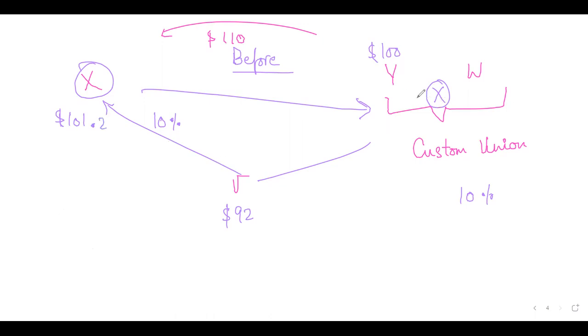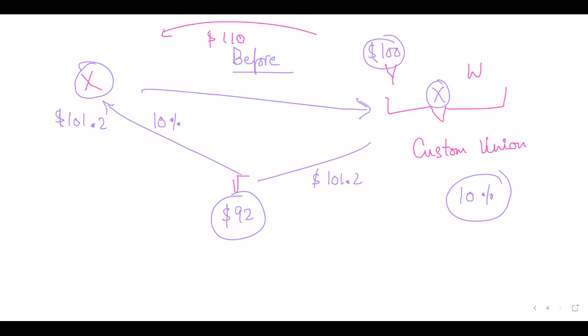Now think about this. After X has joined the custom union of Y and W, a $100 car of Y will cost you the same $100 because there are no trade barriers. Whereas the car being imported from V, since there is still a common external tariff, would cost them $101.2, right? So coming back to the point, X will obviously start importing from Y. Easy, right?